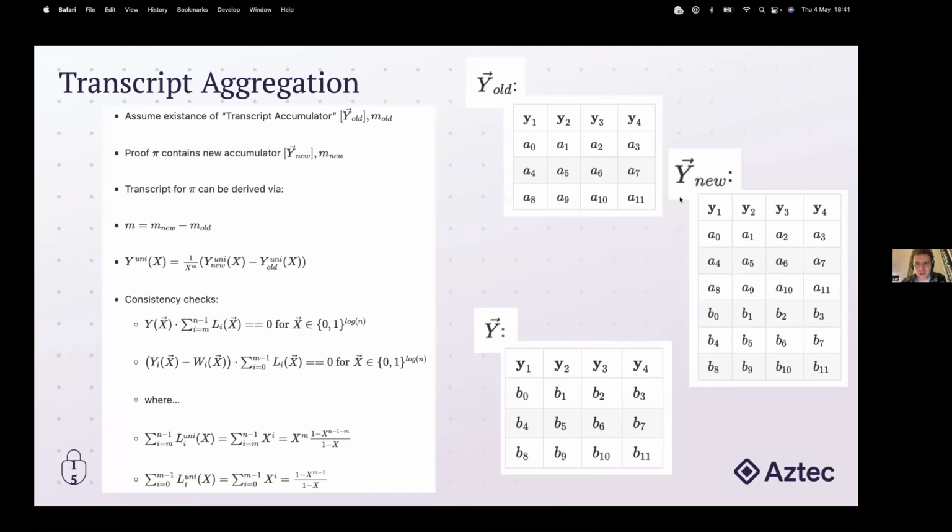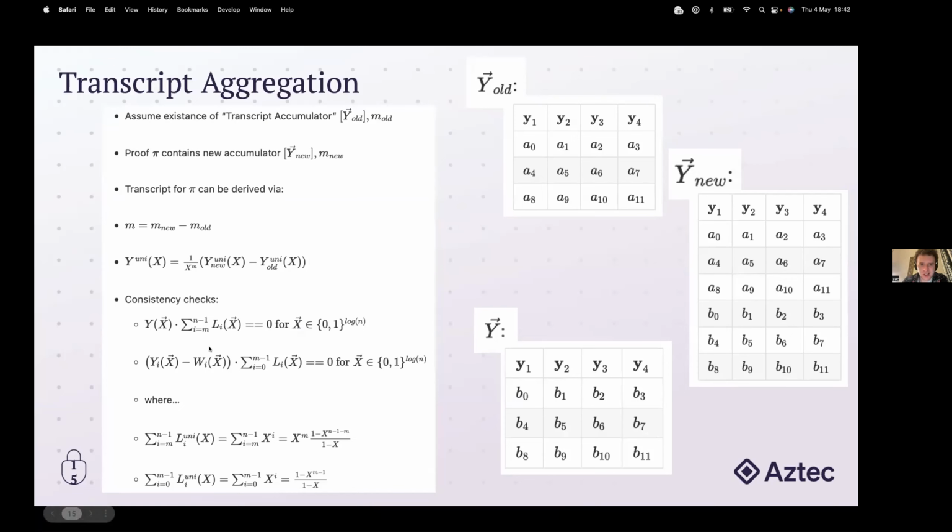You just subtract the old transcript from the new transcript, and that gives you the coefficients that you want. It's just that they're at the wrong monomial powers. So you just downshift by 1 over x to the m, where m is the number of entries added at the current transcript layer. I'm making an assumption that the number of entries added into the transcript is part of the verification key, so it doesn't vary for a given circuit.